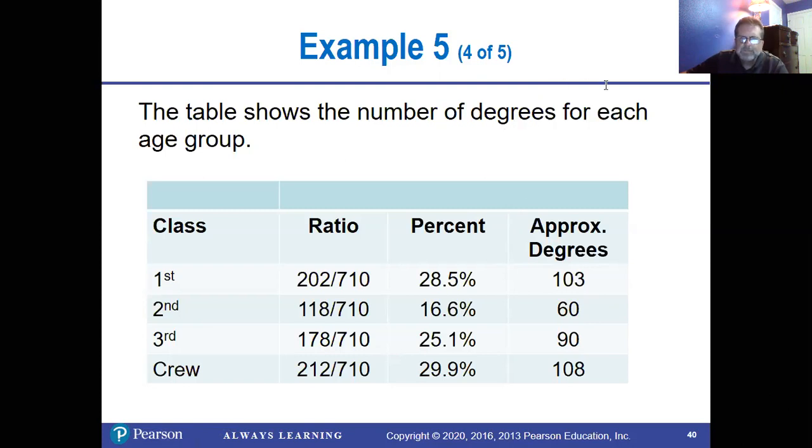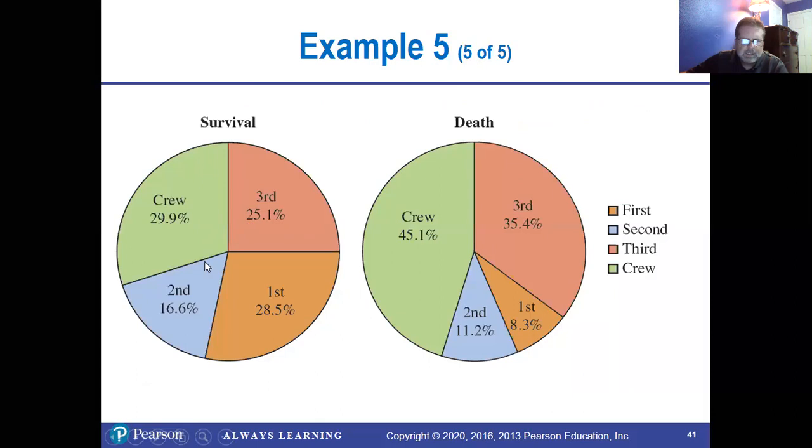All right. And then this would all be put on. Here's 103 degrees, 60, 90, and 180. This 90 is important because that 90 is almost a fourth, right? That's 90 degrees. And then here, this would be the 108 because it'd be more than 90, and so forth. Notice the legend: first class, second class, third class, crew. They have the different colors, and we have the death rate and the survival rate.